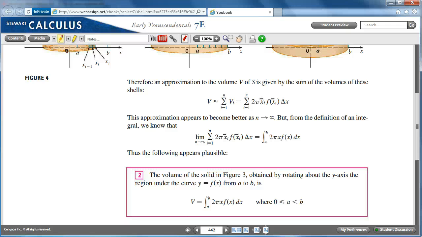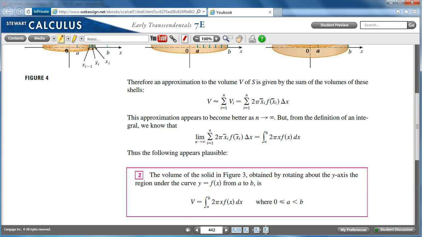Welcome back, let's resume. In the previous video clip, we talked about an example problem where you have to apply this formula over here, formula number 2 of page 441: V equals the integral from a to b 2 pi x f of x dx. Now, this is the most elementary formula, but not the most general one. Far from it. It is too specific.